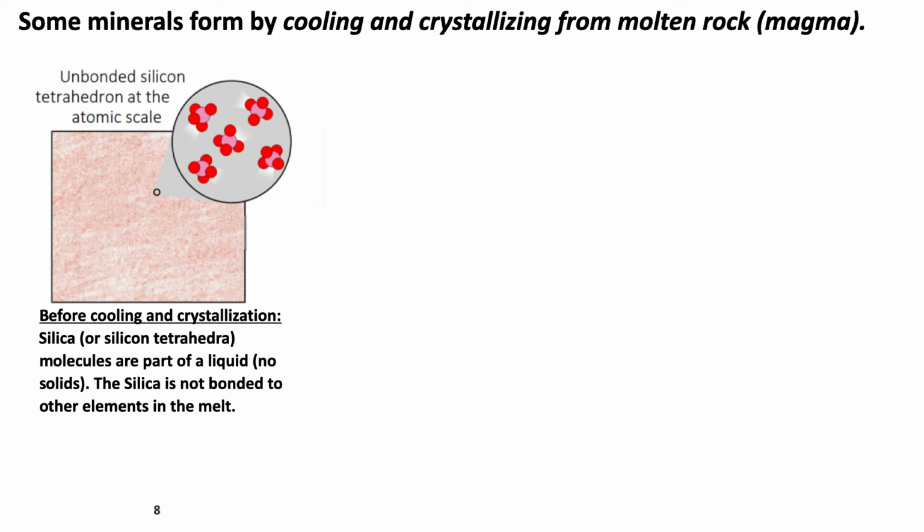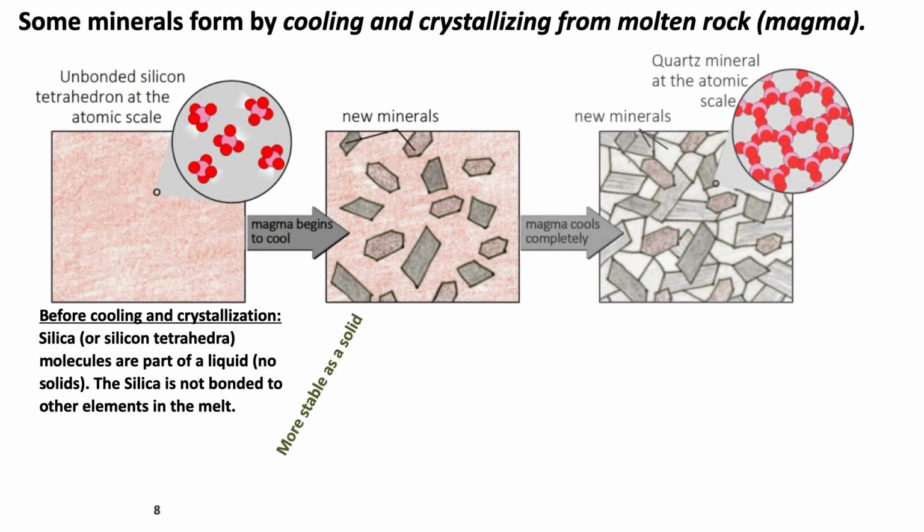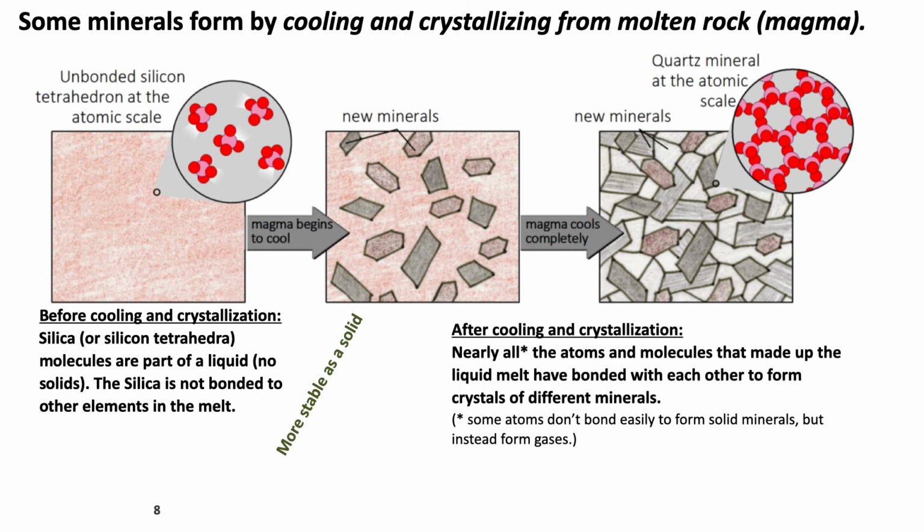As that magma, which is hot, begins to cool, those atoms are not stable staying in solution. That is, they're not as stable being part of a liquid as they would be as part of a solid. So those minerals start to form into more organized structures that we would consider solid minerals. As the magma cools completely, then nearly all the atoms and molecules that make up that liquid, magma, or melt have bonded with each other to form crystals of different minerals. And I say nearly all, as we see the quartz in the upper right-hand corner.